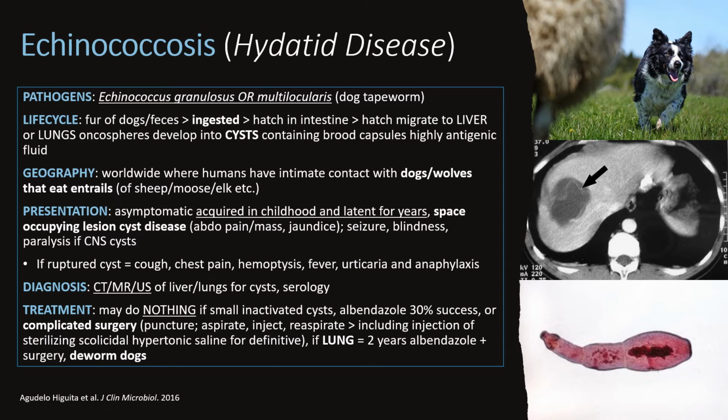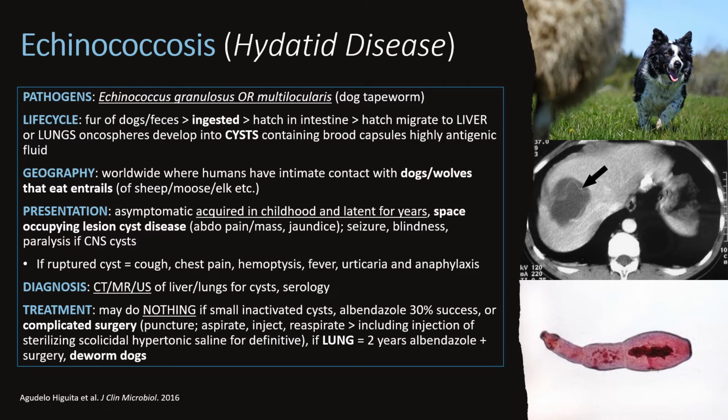As you can imagine, if the dog then defecates and humans eat their contaminated dog feces, which contain eggs, we can ingest the eggs, which will cause a cysticercosis in humans. This occurs worldwide, where humans have intimate contact with dogs, which are allowed to feed on these hoofed animals.